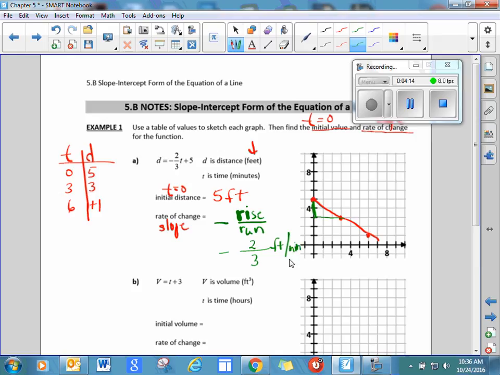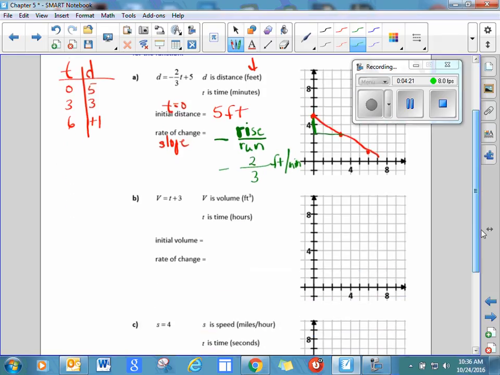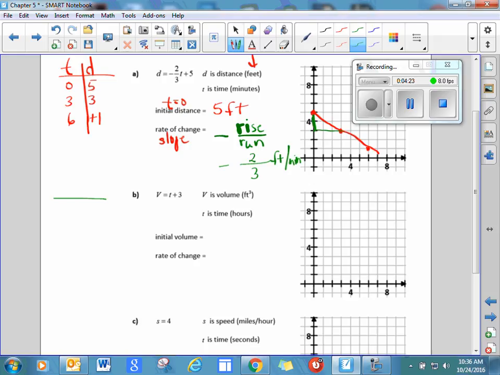So for every 1 minute, -2/3 of a foot is the change. Let's look at the next one. We're talking about volume now. Again, a little t-chart.